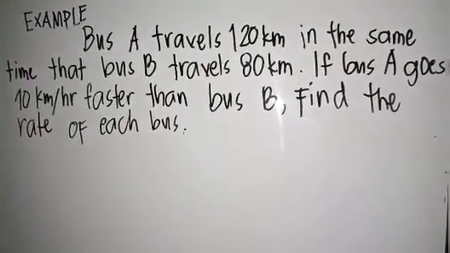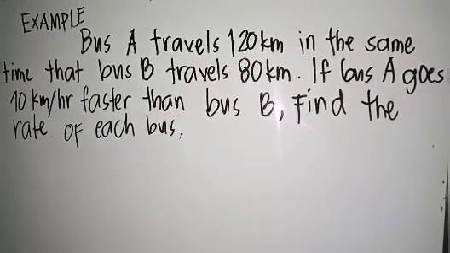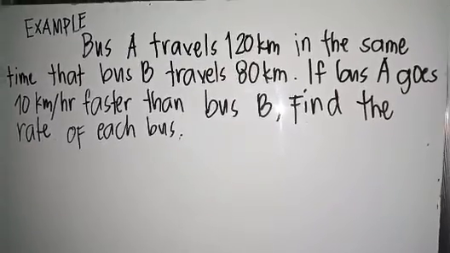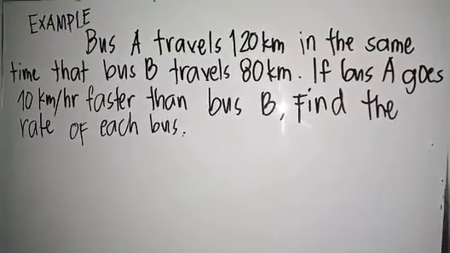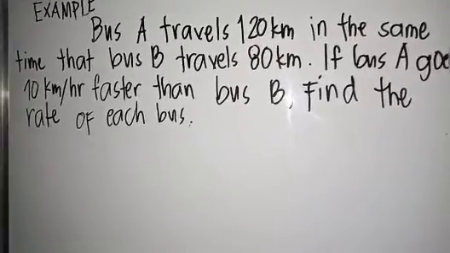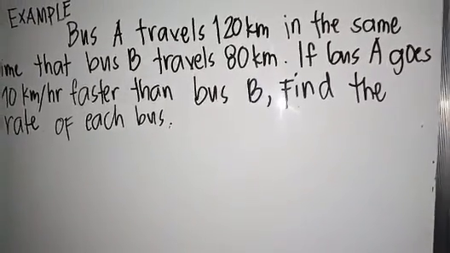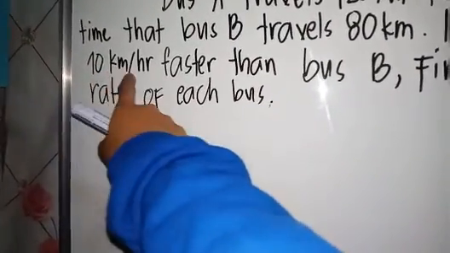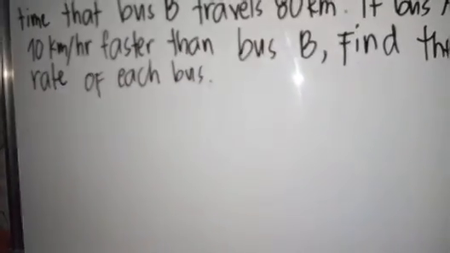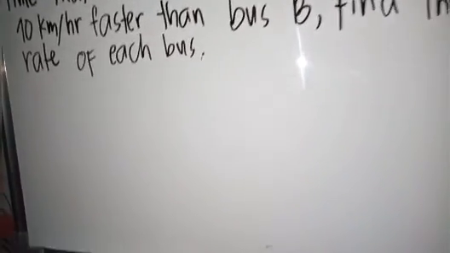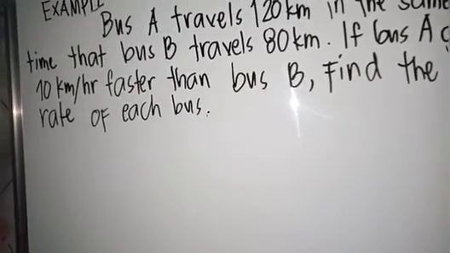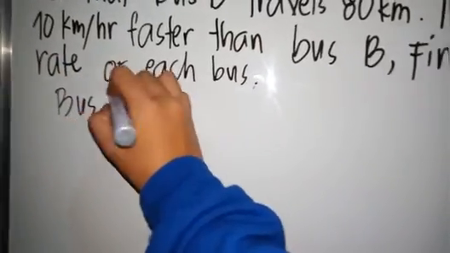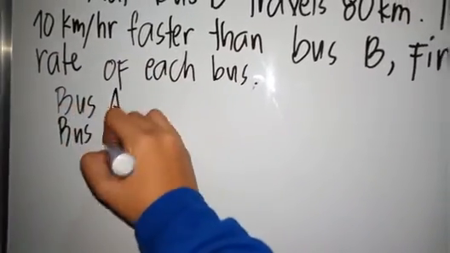So, we have here: Bus A travels 100 km in the same time that Bus B travels 80 km. If Bus A goes 10 km per hour faster than Bus B, find the rate of each bus. So, kung mapapansin nyo, sinabi dito na yung Bus A goes 10 km per hour faster than Bus B. Ibig sabihin, ililet Bus B natin dito as R or yung ating rate. So, ilagay muna natin dito yung ating Bus A, then Bus B.